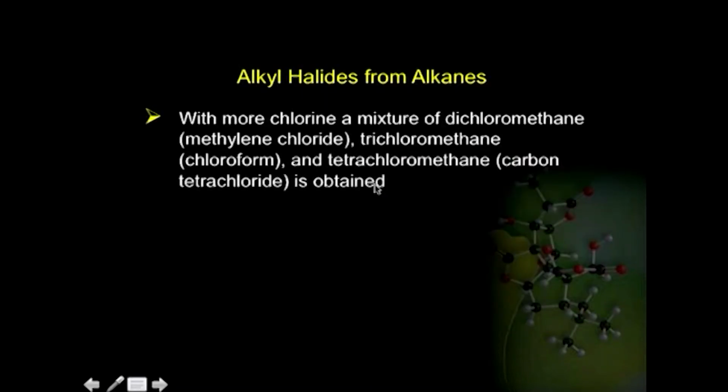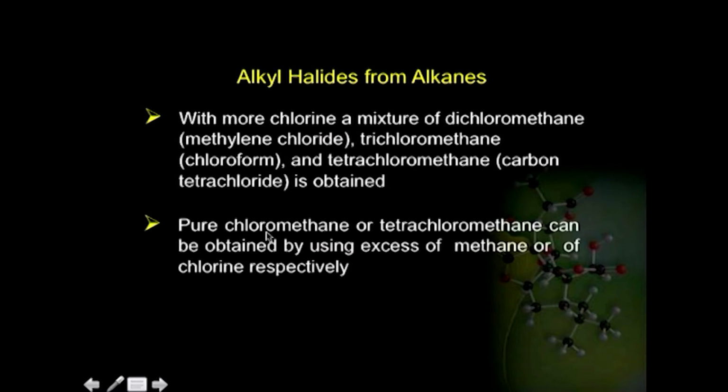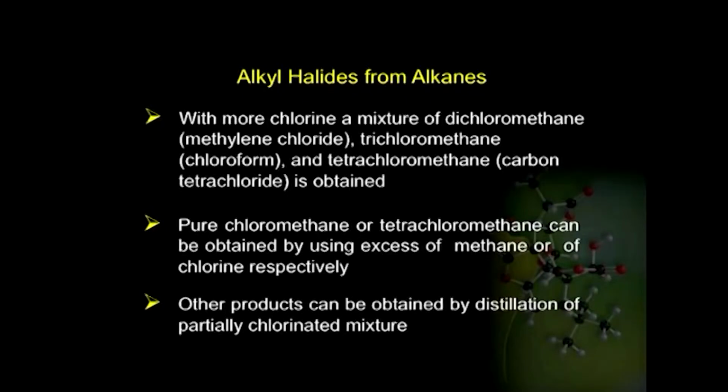So, if we use more chlorine, a mixture of dichloromethane or methylene chloride, trichloromethane or chloroform and tetrachloromethane or carbon tetrachloride is obtained. We can obtain pure chloromethane or tetrachloromethane by using excess of methane or chlorine respectively. That means if we use excess of methane, we will get the formation of chloromethane, and if we use excess of chlorine, we will get tetrachloromethane. And the other products, because it's a mixture of products which is obtained, can be obtained by distillation of partially chlorinated mixtures.